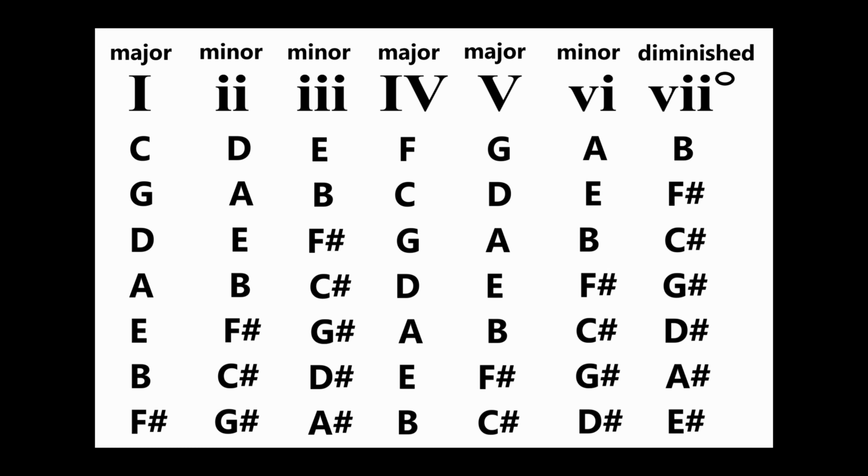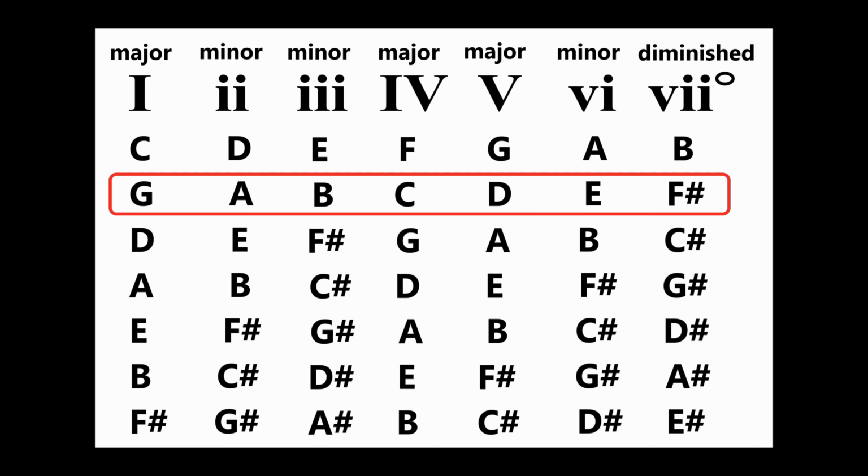We can also create chord progressions in other keys. And on this page, I have all the sharp keys written out. All we have to do is apply this chord scale to any of these keys to create chord progressions. So for example, if we want to write a chord progression in key of G, we would spell out the G major scale and simply apply the chord scale to it.